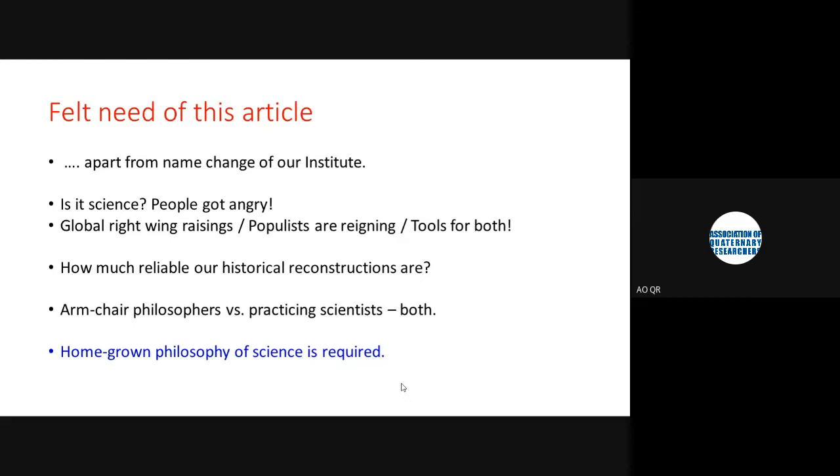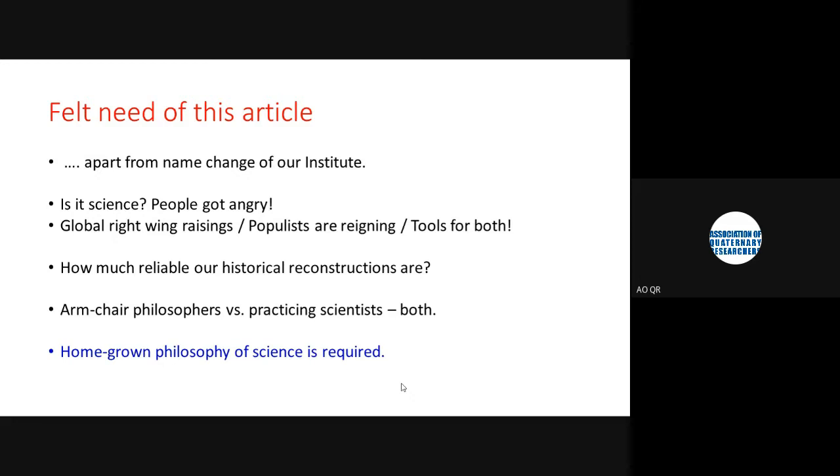So two questions bother me: is it science? And also, in the global rise of right-wing and populist trends, as scientists, what are we going to do? How do we face them? Essentially, the second question boils down to: how reliable are our historical reconstructions? How reliably can we reconstruct our history?